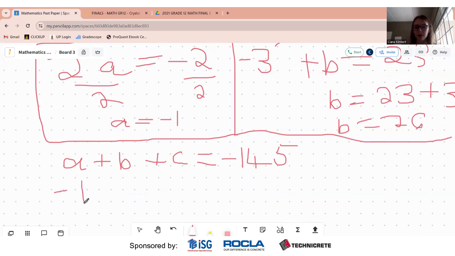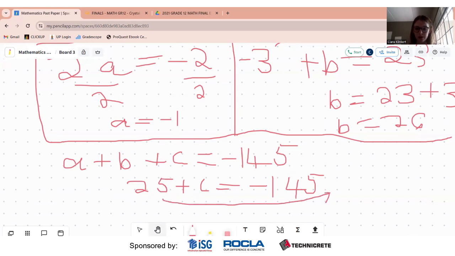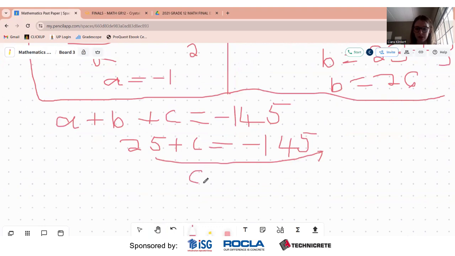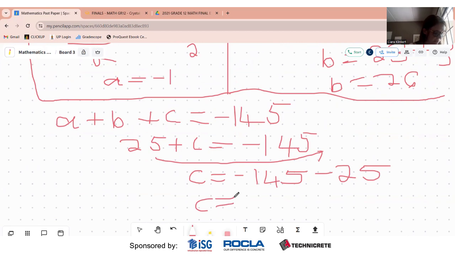Okay, so I know that a is -1 and that b is 26. And then I'm looking for c. So -1 plus 26 is going to give me an answer of 25. Now to get c alone, I must take that 25 over. It is going to become -25. So I get that c is equal to -145 minus 25. And if I pop that in my calculator, -145 minus 25, I get that c is equal to -170.